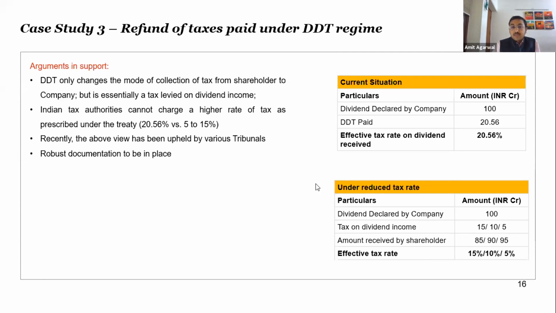And I think that argument people have now taken before the court of law to say that this is just a mode of collection of the tax, and still the incidence of tax is in the hands of the shareholders to that extent. And why not this credit should be available for this amount?